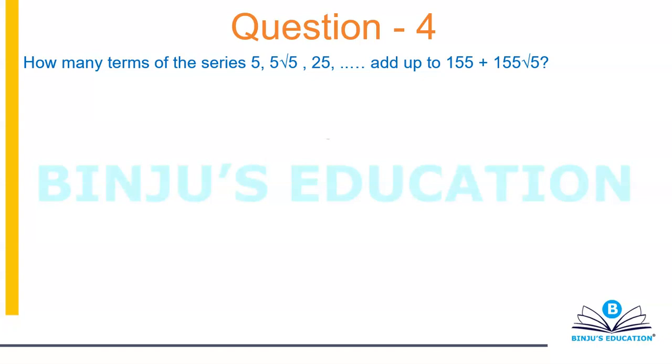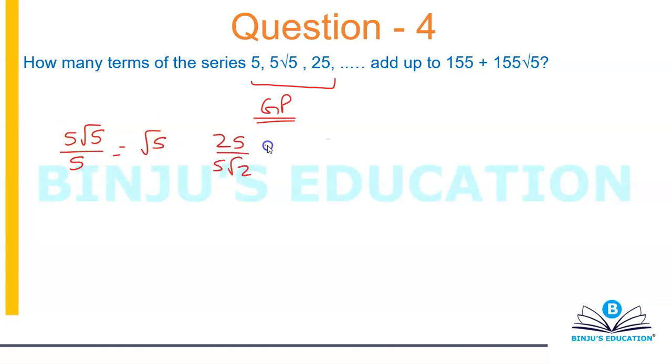Alright, so how many terms of the series 5, 5 root 5, 25 add up to 155 plus 155 root 5? Now these terms here are basically in geometric progression, because 5 root 5 by 5 will give you root 5. 25 by 5 root 5 will also give you root 5. That will also give you root 5. So the terms are in GP with a common ratio of root 5 and the first term being 5.